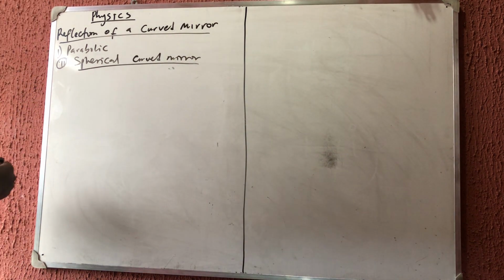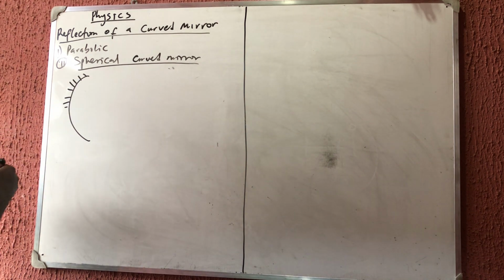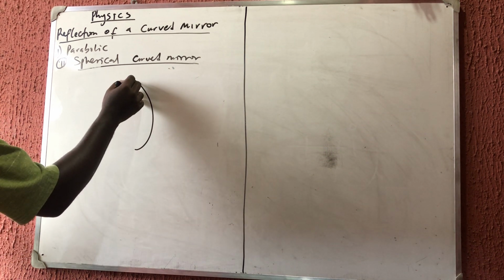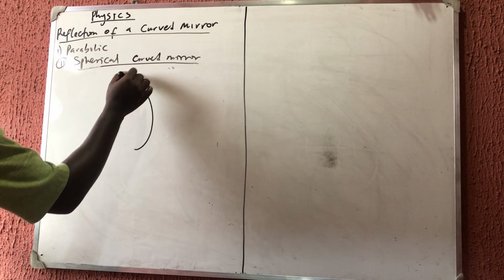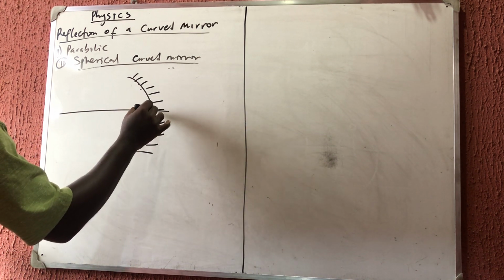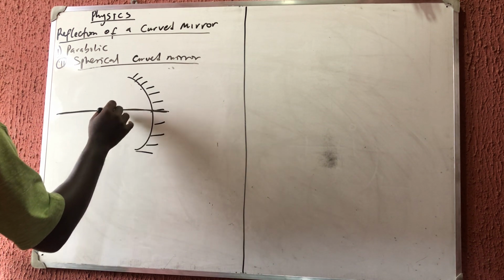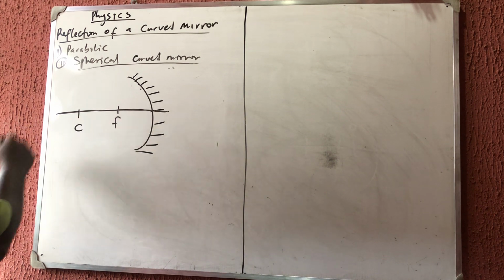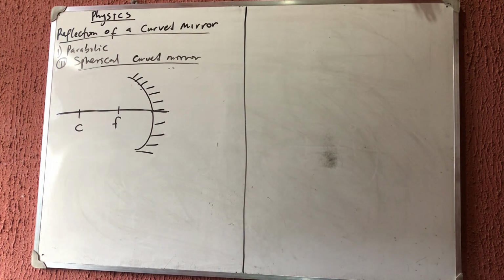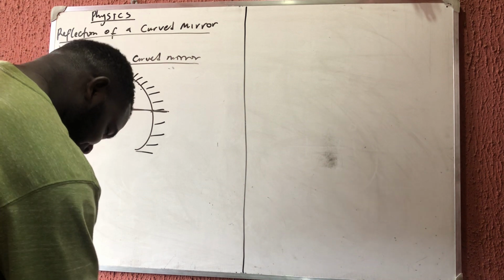Let me do something like this. I have this coated at the back. Anyhow you want to draw it, it is the same thing. Then this is the pole, and this is the parallel axis. I have my focus here, and I have my curvature here. Then if an image is placed anywhere, just know that they all converge at a particular point.